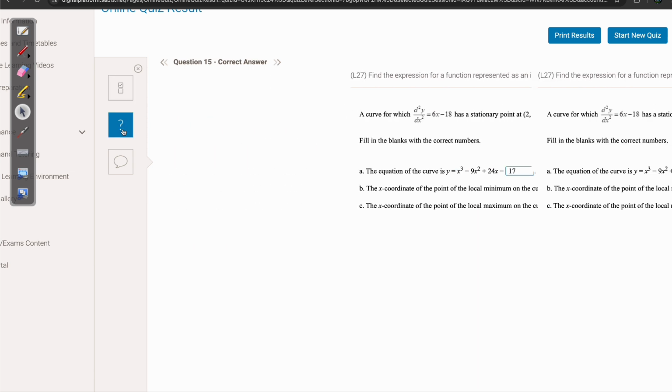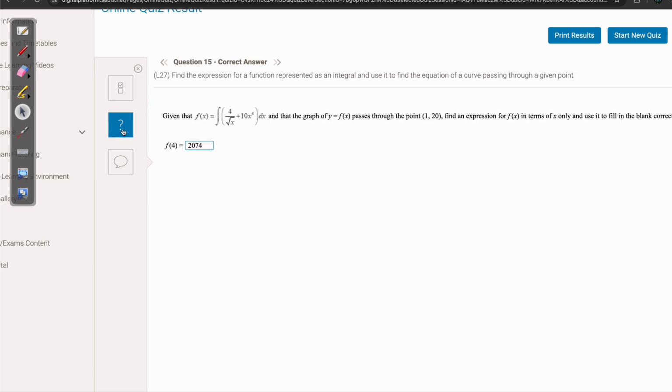Number 15. Given that f of x is equal to the integral of 4 over radical x plus 10x to the 4 dx, and that the graph of y is equal to f of x passes through the point (1, 20), find an expression for f of x and substitute by 4.